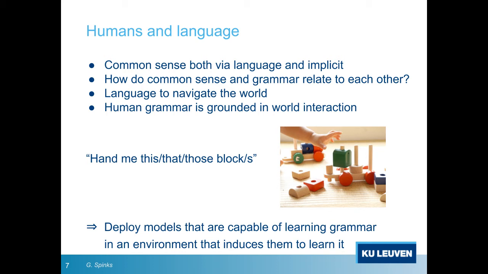In our view, structured language facilitates the navigation of world models and common sense. Grammar then provides a set of tools that can be used to relate concepts and objects in our internal world models. These models could therefore facilitate a more elaborate common sense understanding. To extrapolate this idea to machine learning, one could deploy models that are capable of learning grammar in an environment that induces them to learn it.